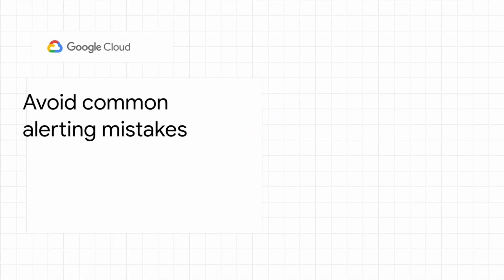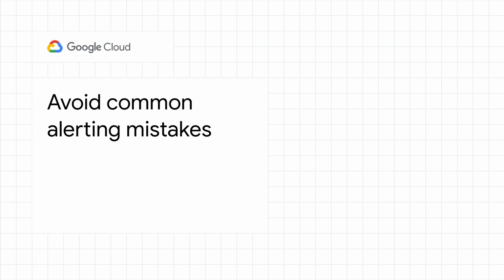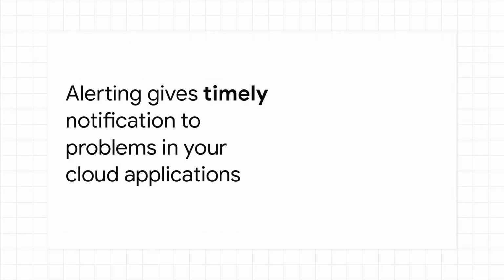Alerting is vital to quickly notify you of any problems in your application. Cloud monitoring lets you set up custom alerting, but it's important to set up alerting correctly. Let's go over how you can set up alerting, and then look at some common mistakes and learn how to avoid them. Alerts provide timely awareness of operational problems in your cloud applications, so you can resolve the problems quickly.